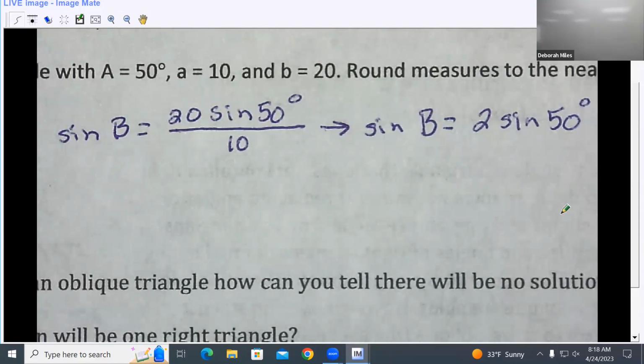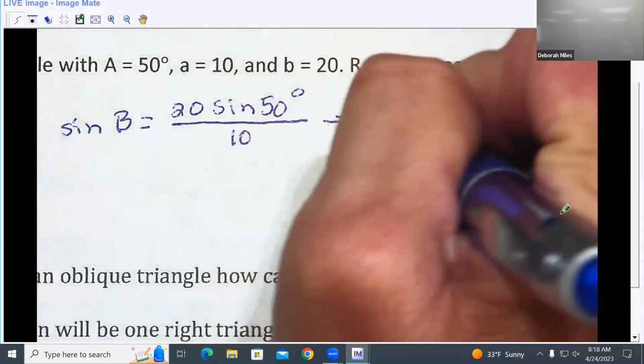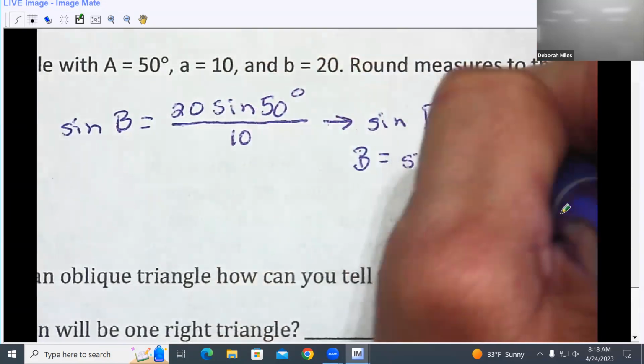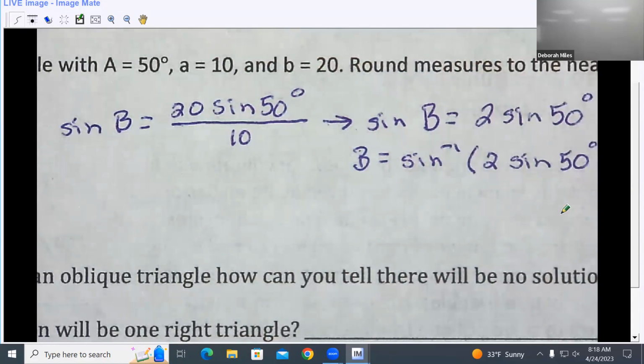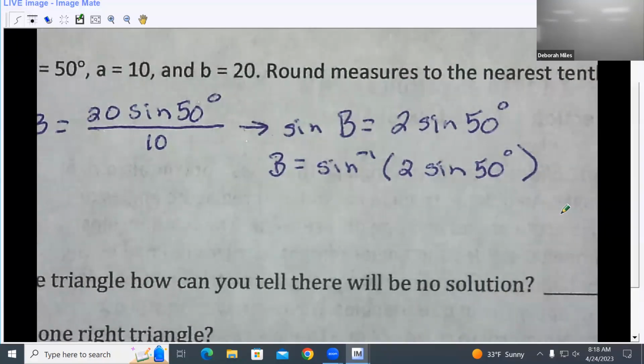But I don't want to know what sine of B is. I want to know what B is. So how do I find that? Inverse sine, B would be inverse sine of 2 times the sine of 50 degrees. And what do you get when you punch that on the calculator?